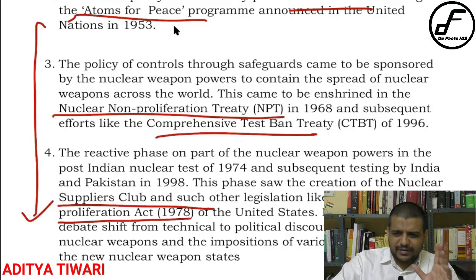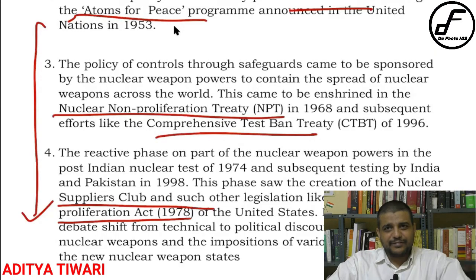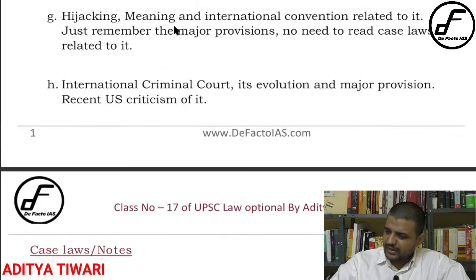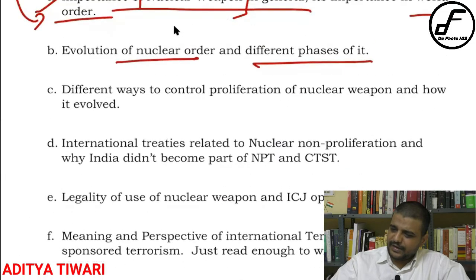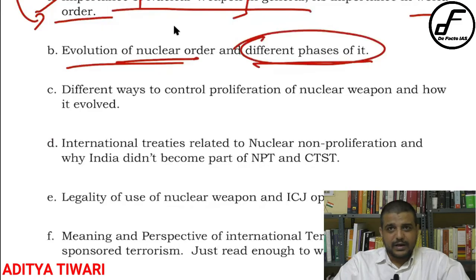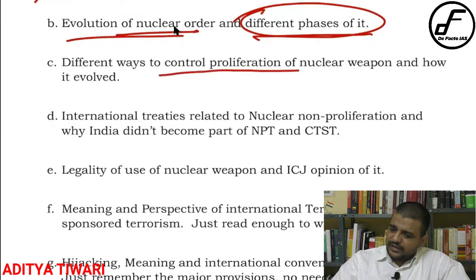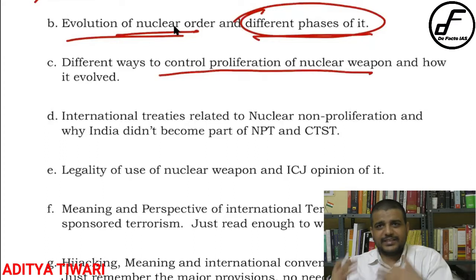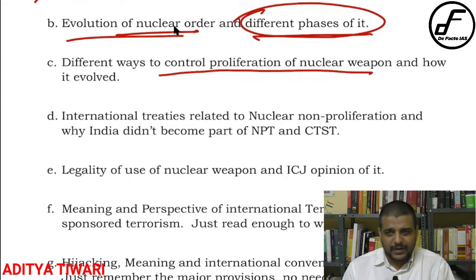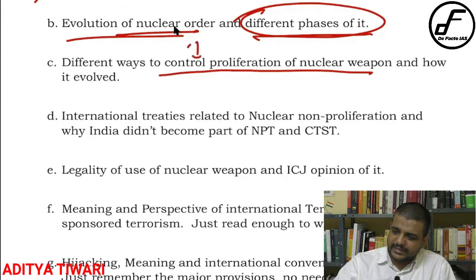Here I have only given a very brief view of the different phases of nuclear development. That is what I am talking about here: the different evolution of the nuclear order and the different phases related to it. Understood that point? Then you will go into the ways in which nuclear weapon proliferation has evolved. Now this and this basically coincide.